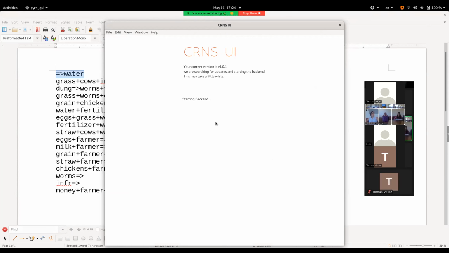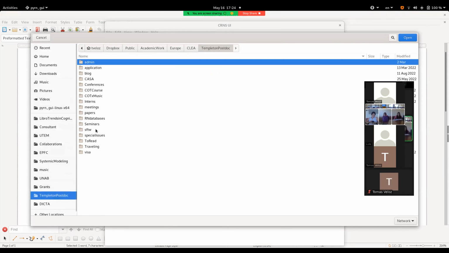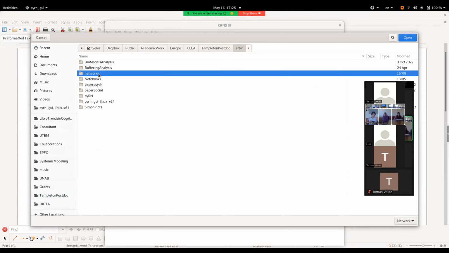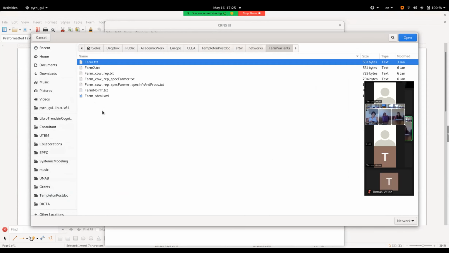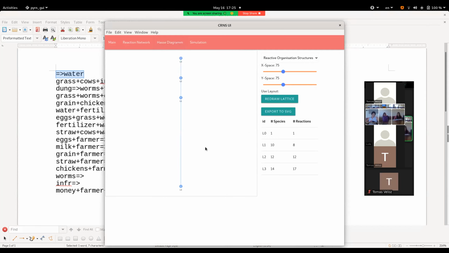And also every time we use it, it looks for updates, so it takes a little moment. It's interesting to do software development, actually. There's so many variables.